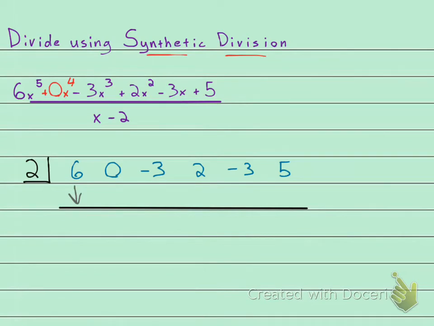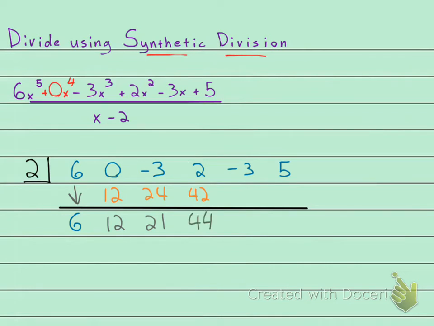Then we're going to multiply. 2 times 6 is 12. Then we're going to add to get 12. Then we're going to multiply. 24. And then we're going to add to get 21. And then we'll multiply. 42. And then we'll add. 44.